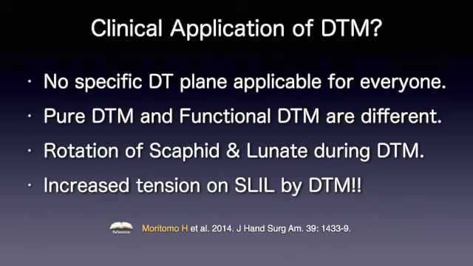The functional plane of the dart throwing motion, which is observed in daily activities, is different from that of pure dart throwing motion. Rotation of the scaphoid and the lunate can be minimized, but is still observed during the dart throwing motion, and the dart throwing motion may cause more stress on the scapholunate interosseous ligament.